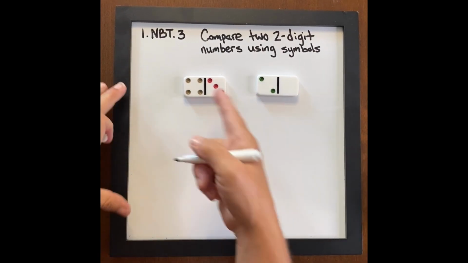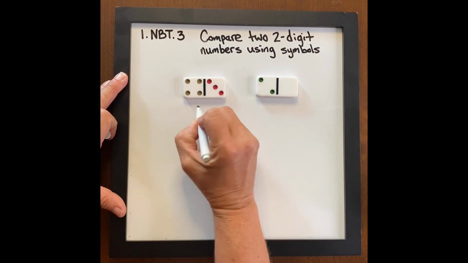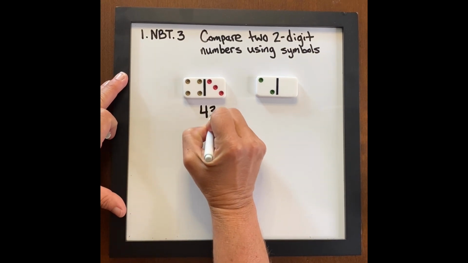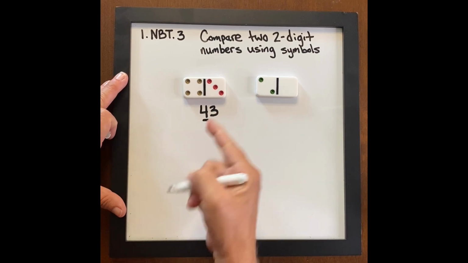Comparing two-digit numbers using symbols, we're going to use dominoes. So here we have 4 tens, 3 ones, 4 tens, 3 ones, and I write it like that so students understand the value and concept of 43.